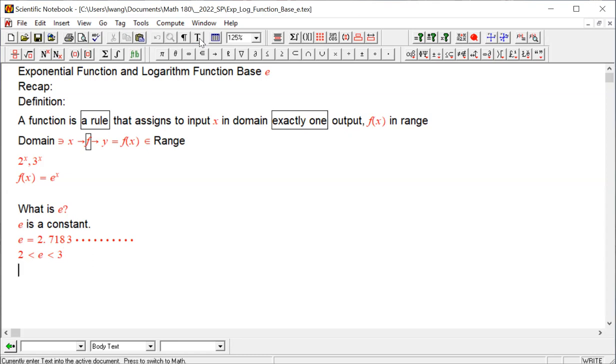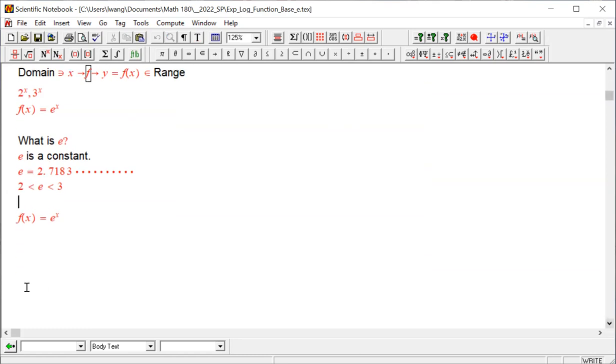But without further ado, let's look at e to the power x. Let's try a few numbers and just have an observation. What will be the fitting domain? Certainly, this is a rule. This rule takes an input, and the function applies the rule to the input and produces f of x equals e to the power x. So we take the input and power e.